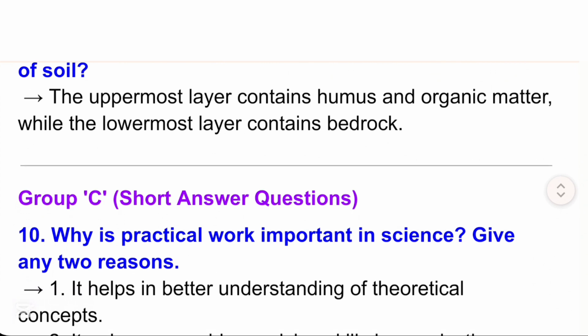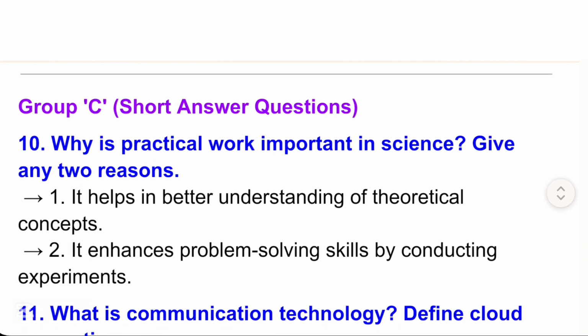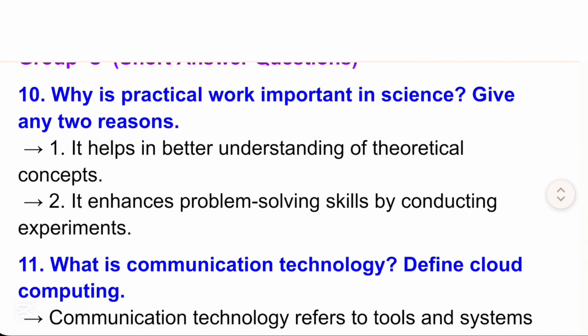Group C. Short answer questions. 10. Why is practical work important in science? Give any two reasons. 1. It helps in better understanding of theoretical concepts. 2. It enhances problem-solving skills by conducting experiments. 11. What is communication technology?